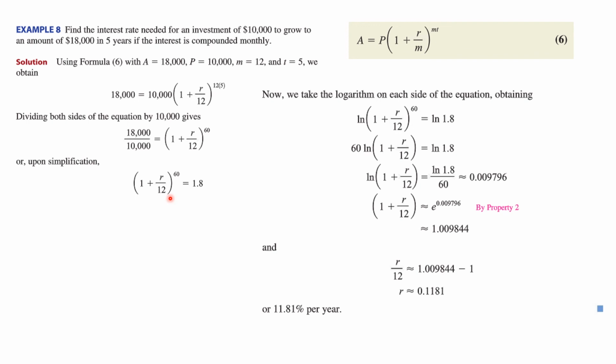Upon simplification, we have this, and actually we're trying to find the interest rate this time. And so we'll take the logarithm of each side. We'll get the 60 there, and we'll have all of that. And now what we're going to do is divide by 60, and then use the exponential property of the logarithm. So we'll have this, and r over 12 is approximately this. That means r is this, so that is the percent per year. Quite a bit to think about here, really.